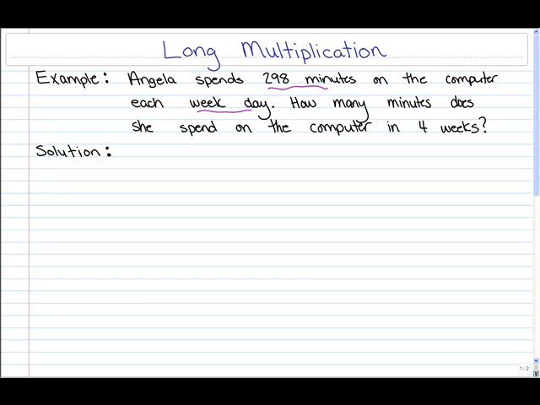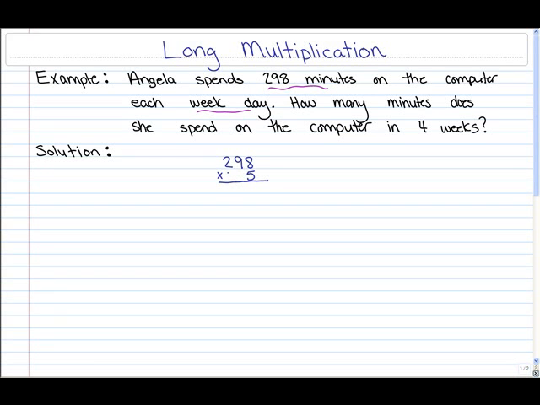Now there's 5 weekdays in 1 week. So let's first figure out how many minutes she spent on the computer in 1 week, and then do a second multiplication to figure out how many minutes she then spent on the computer in a total of 4 weeks. The easiest way to do a long multiplication is to write the long number first, so the 298, and then again there's 5 weekdays in 1 week. So in 1 week, if we multiply 298 by 5, we would figure out the amount of minutes she spends on the computer in 1 week.